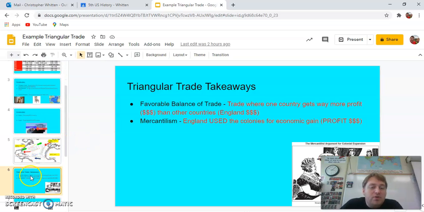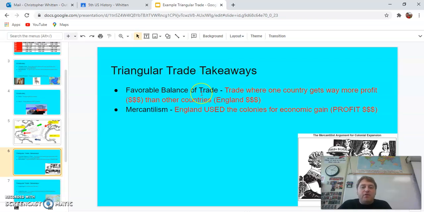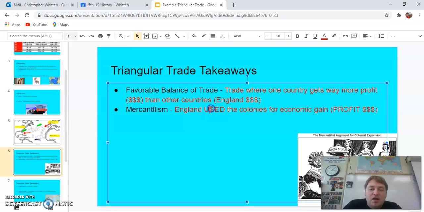We went over just a few things. The favorable balance of trade is exactly what we've been saying it is. Let me make that a little bit bigger for you. The favorable balance of trade is where England is getting more profit than the other countries, and they have the favorable balance of trade. And then mercantilism. This is review. England is using the colonies for profit, for economic gain. So make sure that you have that typed in. You can pause and throw it in real quick.